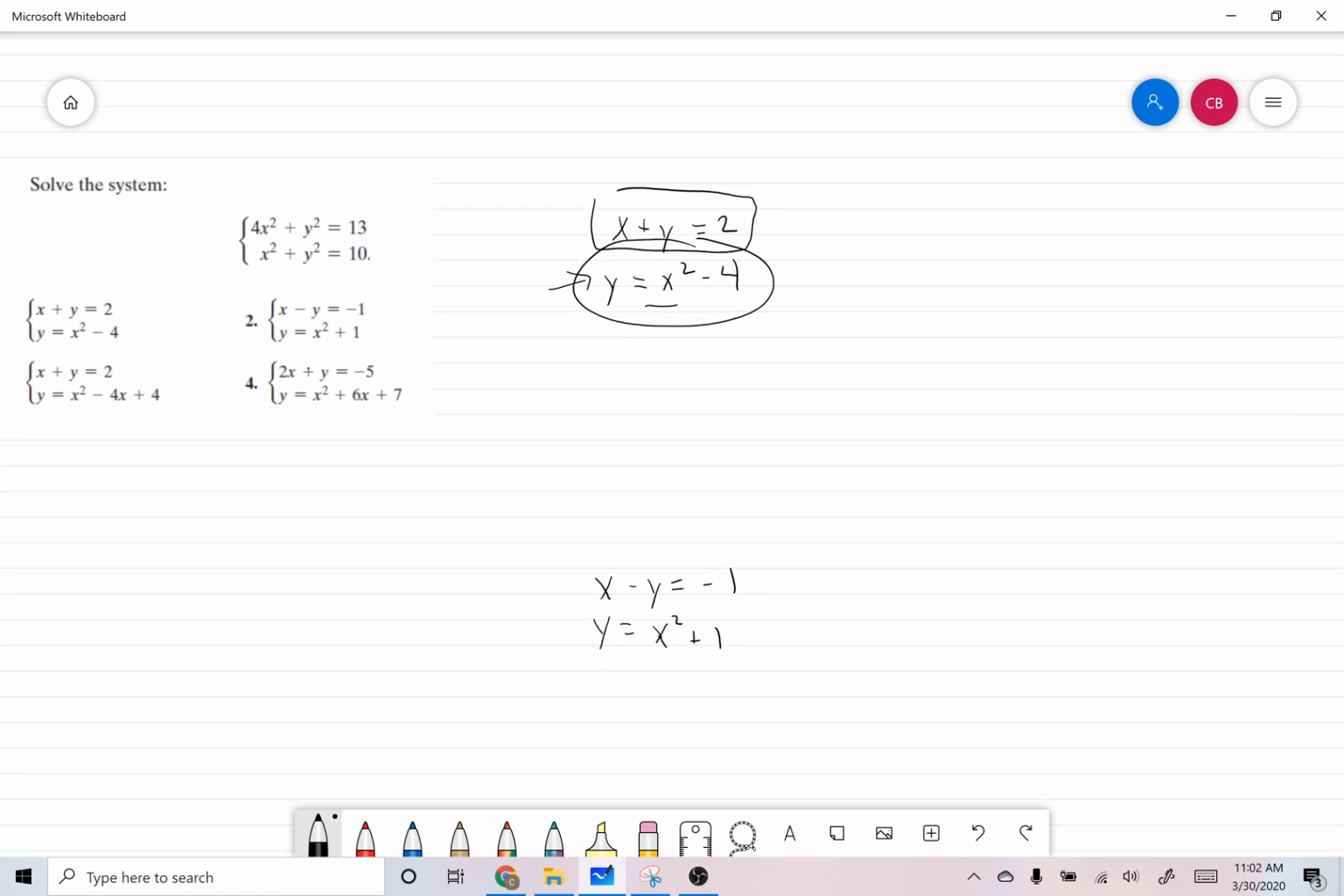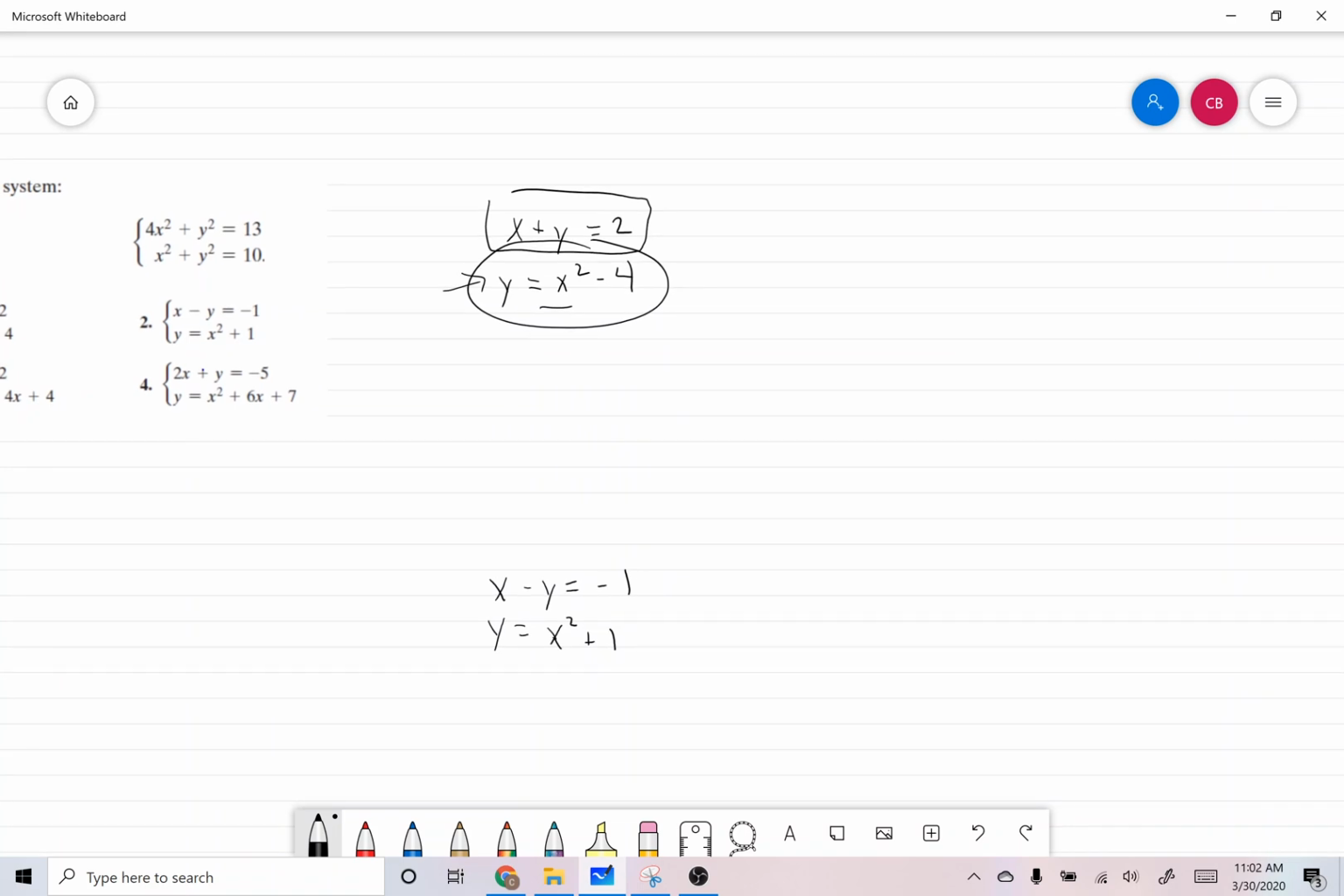So what we're going to do, we're going to use substitution here. I'm going to solve for x. So we have x plus, actually, I'll solve for y this time. We have y here, so let's do x plus y equals 2 minus x minus x. We have y is equal to negative x plus 2. Okay. Now, we are going to plug that into this equation for y. So we have y being negative x plus 2 is equal to x squared minus 4.